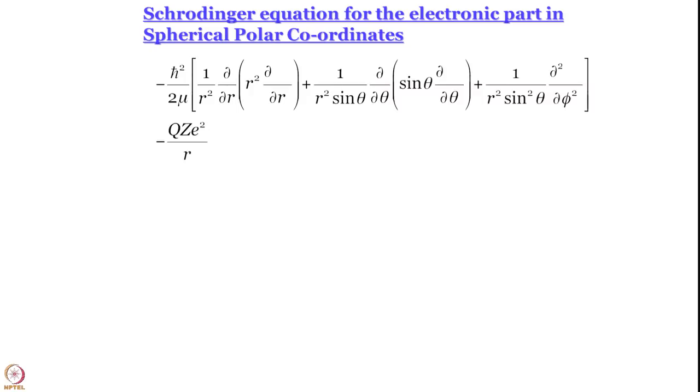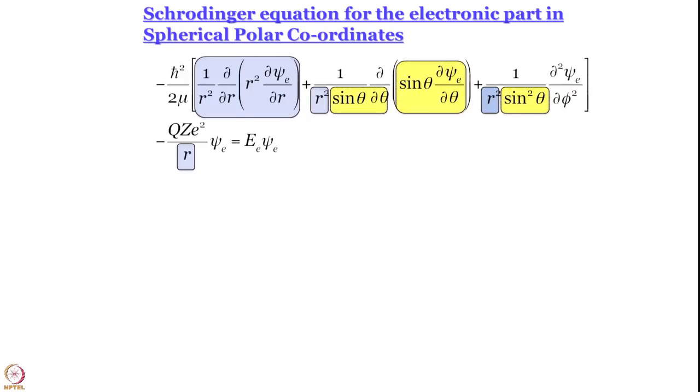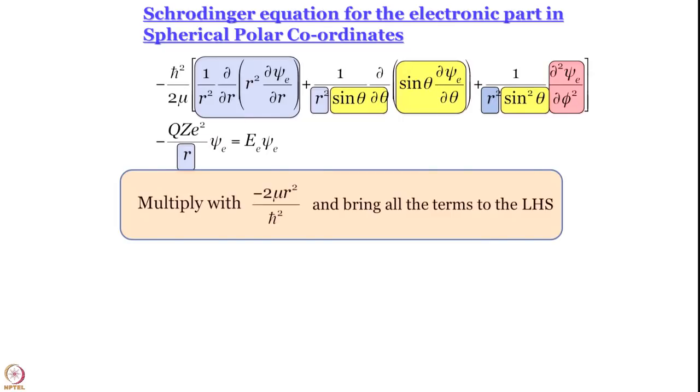To get the Schrodinger equation for the electronic part in spherical polar coordinates, we make this Hamiltonian in spherical polar coordinates operate on psi e to give us E into psi. Now, all this is in r, all this is in theta, all this is in phi. What is the next thing to do? The next thing to do is to separate this into 3 equations, one in r, one in theta, one in phi. To do that, again I will go through this a little quickly because we have done it many times, but please do it yourself and make sure that everybody is on the same page. To start the separation, we multiply with minus 2 mu r square divided by h cross square. Why?